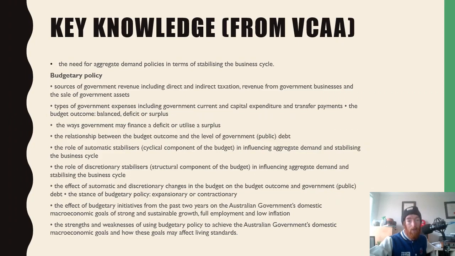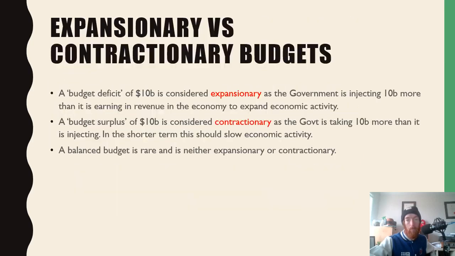So, we are looking at this very last point mainly, so the strengths and weaknesses of budgetary policy to achieve government domestic macroeconomic goals and how those goals may affect living standards. So all of this stuff in the bottom area there. All right, cool. So let's keep rolling.